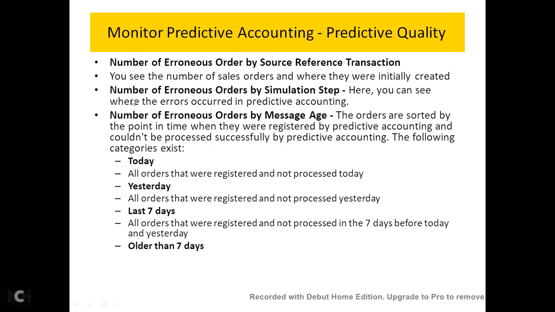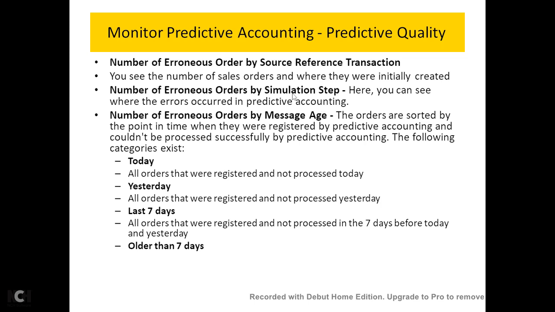These are the types of errors in this Monitor Predictive Accounting app you will be able to see. Number of erroneous orders by source reference transaction: here you see the number of sales orders and where they were initially created, so that you can correct it. Then another thing is number of erroneous orders by simulation step. Here it will show you in which simulation step it failed, and then you can correct it.